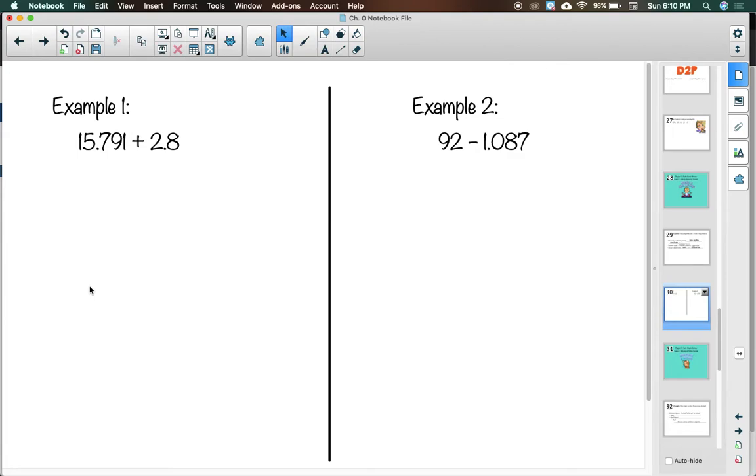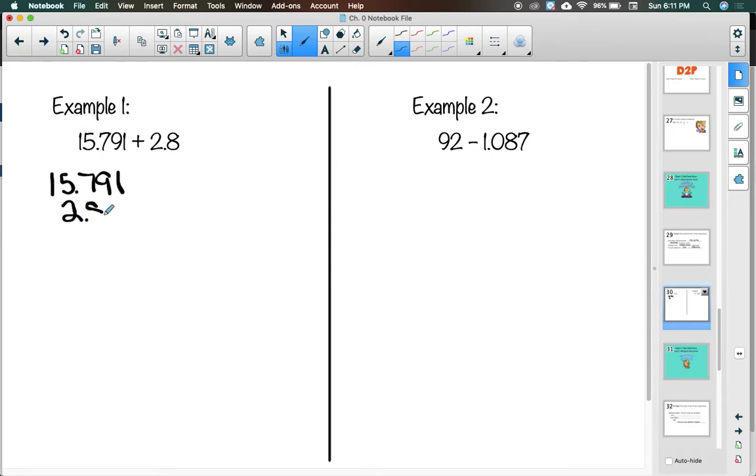First example, please make sure you follow along in your notes. First thing I want to do is line up my problem. I've got 15 and 791 thousandths plus 2 and 8 tenths. So I line those numbers up with the decimals in line, and I'm going to add my hidden zeros because that makes sense to me. It's helpful to me to have my place values all lined up.